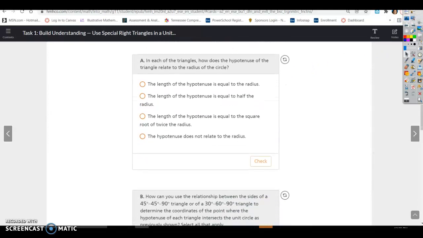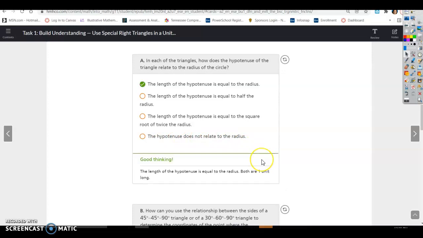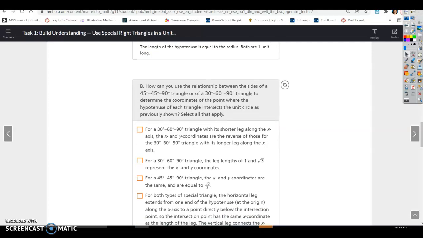All right, so in each of the triangles, how does the hypotenuse of the triangle relate to the radius of the circle? The length of the hypotenuse is equal to the radius. That is true. Half, no. Square root, no. Okay, so the first answer is the only correct answer.